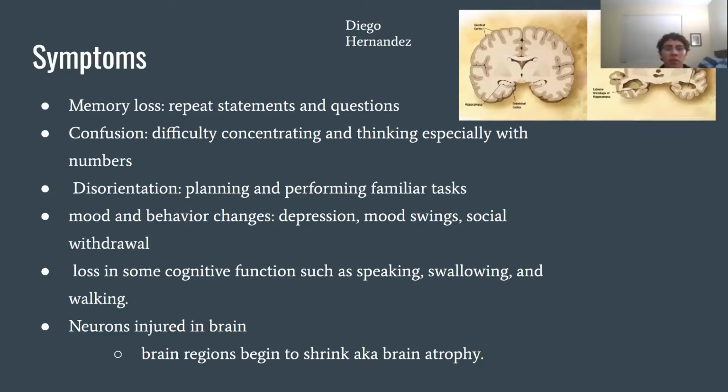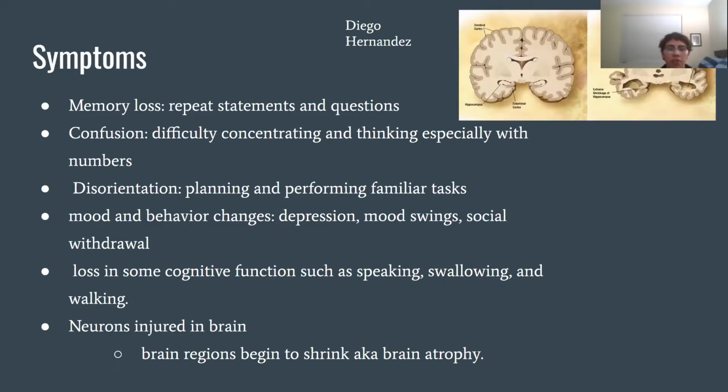So some symptoms include memory loss, confusion, disorientation, mood and behavior changes, and loss in cognitive function. So when a person is experiencing memory loss, they will often repeat statements and questions over and over. With confusion, they'll have difficulty concentrating and thinking with certain concepts, especially with the concept of numbers. When a person with Alzheimer's is disoriented, they'll have difficulty planning, performing familiar tasks such as bathing and changing.